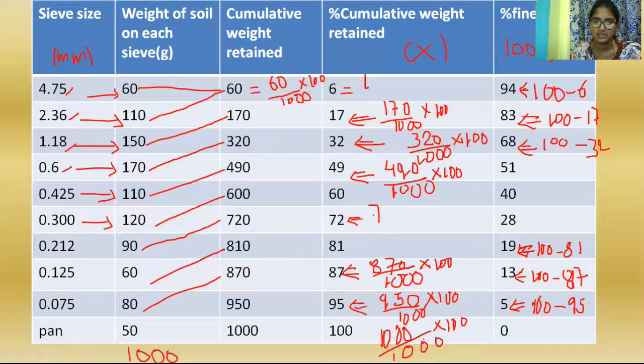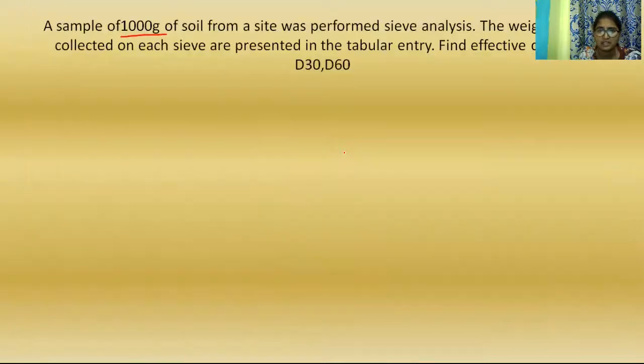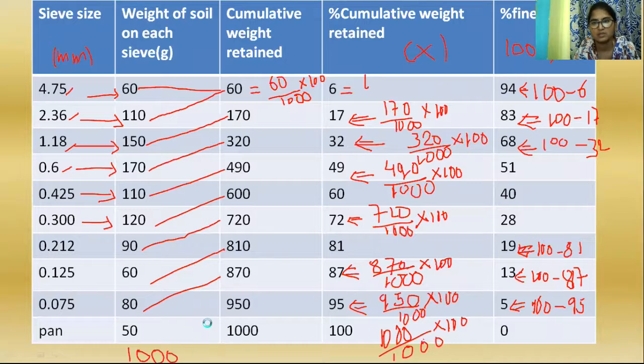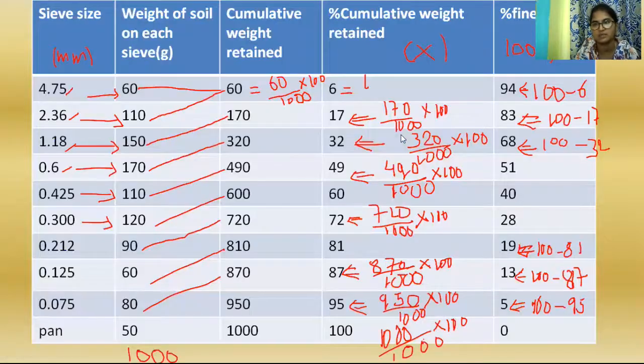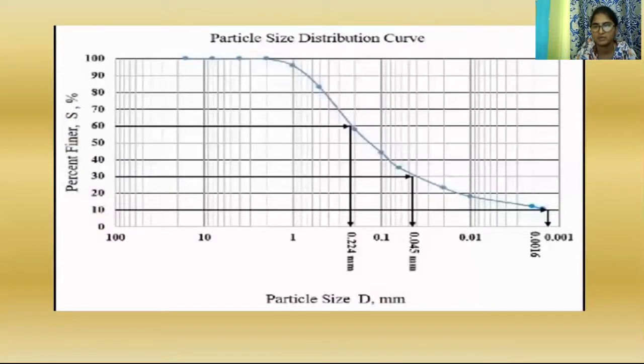For each and every sieve, the retained weight is noted in the first step. Next the cumulative weight retained, the percentage cumulative weight retained, and the percentage finer. Finally we get the given 1000 grams. After completion of the tabular form, we can find the effective diameters D10, D30 and D60, that is the coefficient of curvature and coefficient of uniformity.